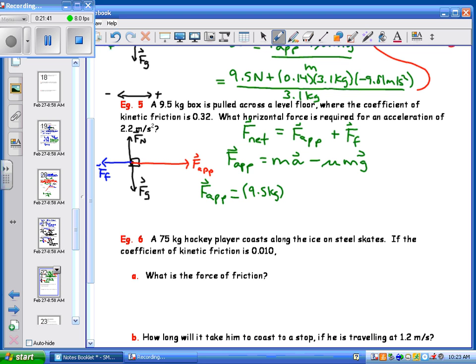kilograms times 2.2 meters per second squared minus 0.32 times 9.5 kilograms times negative 9.81 meters per second squared. Okay, and that should give us our applied force, and it should be a positive number because we're minusing a minus, which means we're adding, and you should get 51 newtons forward.